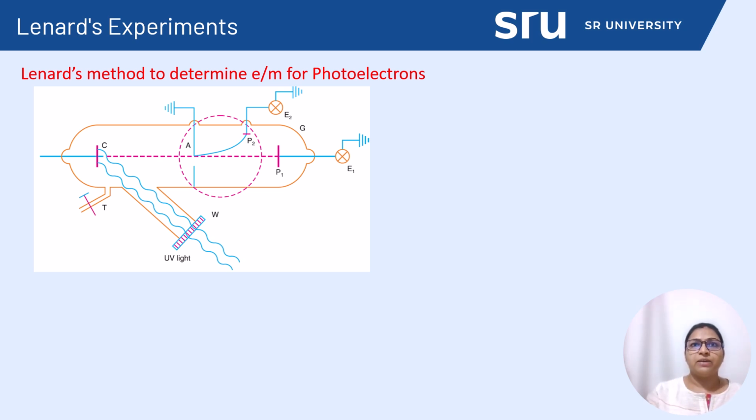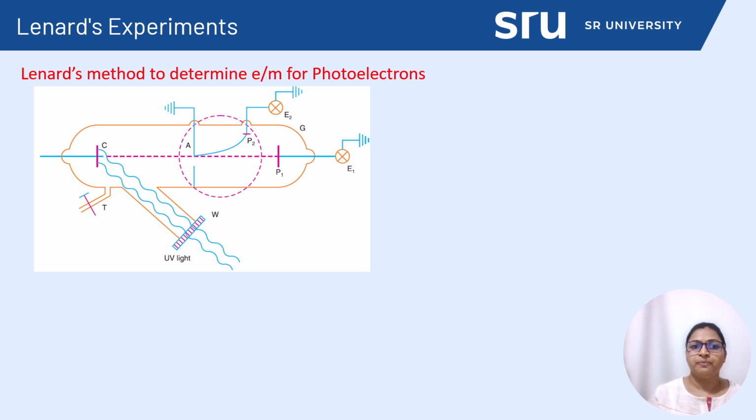In this setup, it consists of a glass tube G, which is evacuated through this T, and ultraviolet light is passed through this terminal, and we are focusing the light on the plate C.